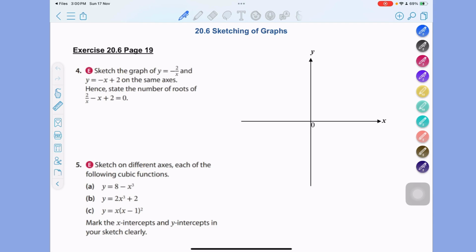Hi everyone. Today we're going to learn about sketching of the graph. When it comes to sketching, we are not plotting. To sketch a graph, the most important thing is that we need to know the key features of sketching a graph. That means we need to look for their x-intercept and their y-intercept.